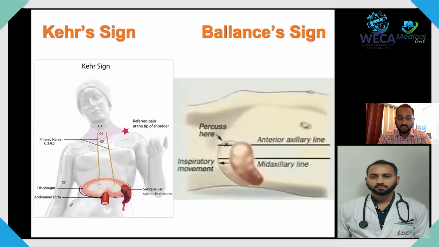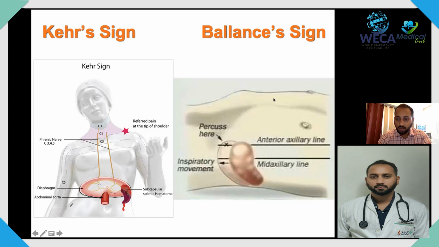So some signs that we spoke about during this discussion, the Kehr sign. Kehr sign is in subcapsular splenic hematoma or again in liver laceration. We can demonstrate this sign where the pain is referred to the tip of the shoulder. We can see here the nerve roots, C3, C4, C5, which are the nerve roots for the phrenic nerve. They may cause the radiation of the pain to the tip of the shoulder.